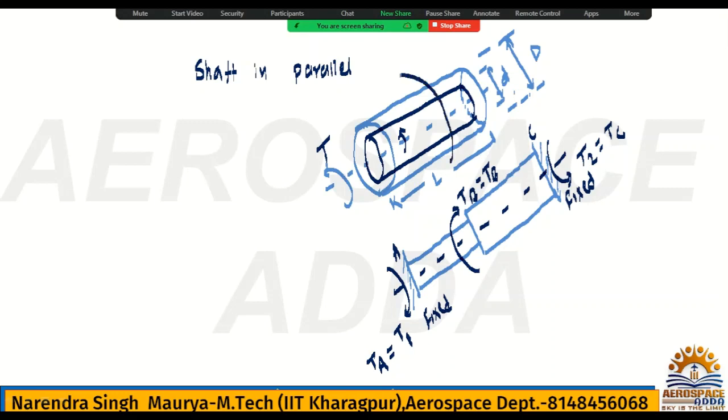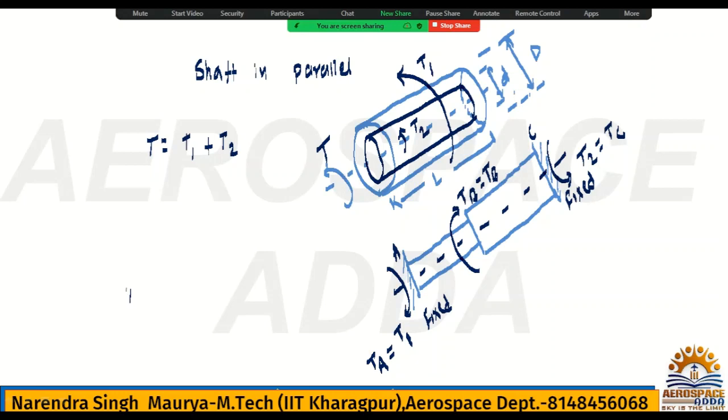So here, 2 shafts: the outer one is T1, and the inner one is T2. For this case also, T, the total torque, is nothing but T1 plus T2, because whatever torque you apply will be transmitted from one shaft to another shaft. Understood or not? That means it will be distributed. So the total torque applied is distributed, suppose one shaft takes T1 and the other T2, and the sum will be equal to the total torque.